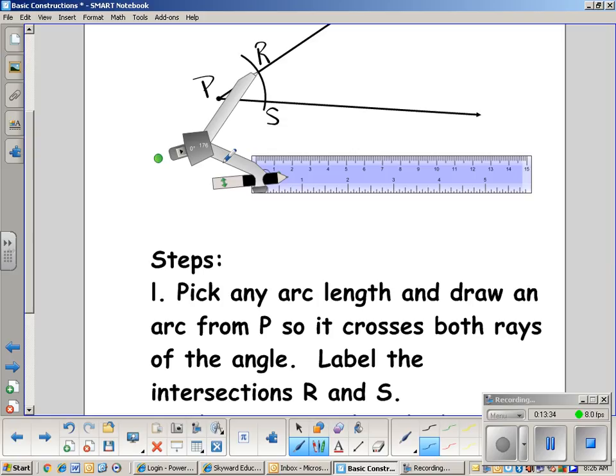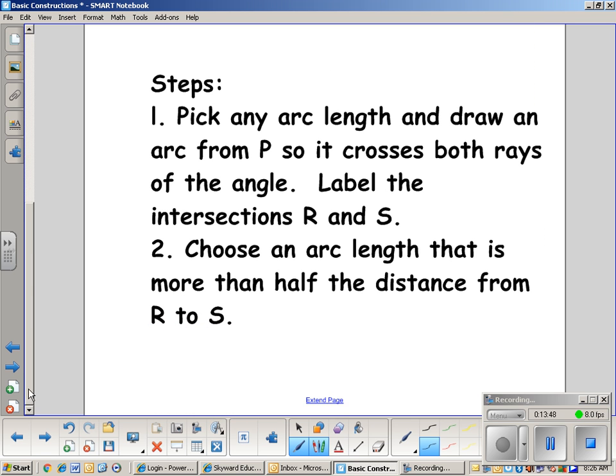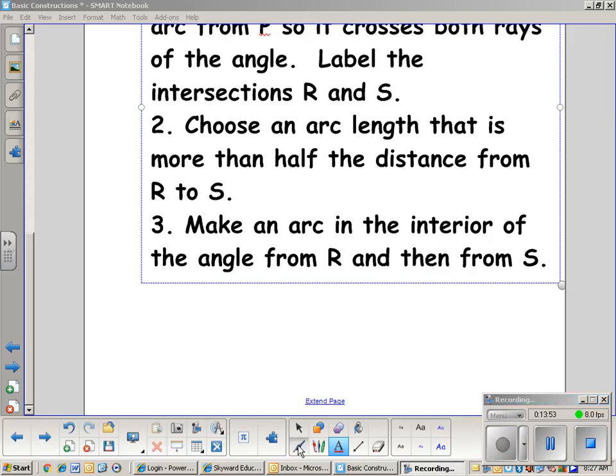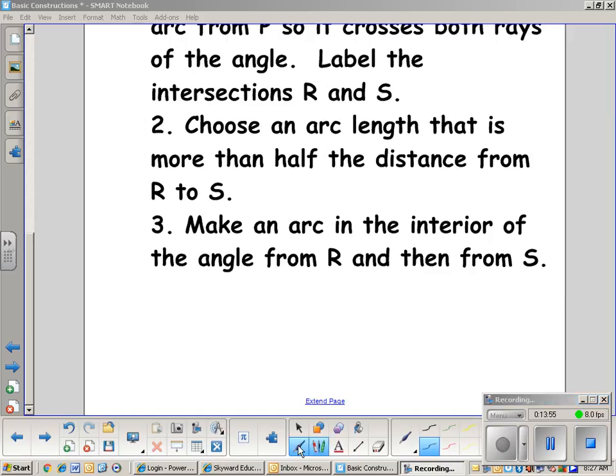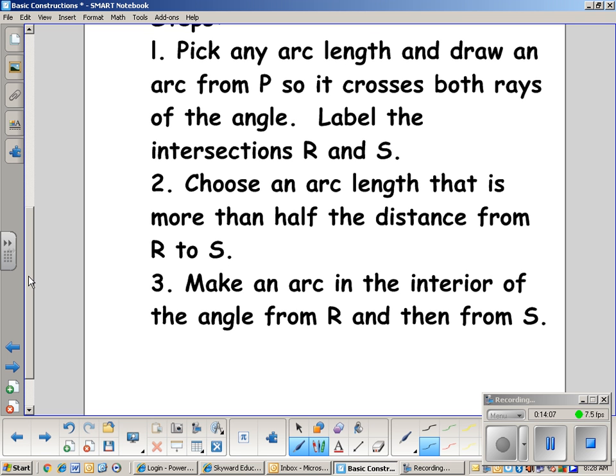Where in everything else we've done so far, if I make it too big, I start drawing arcs where it's going to be in the way of my finished product. In this situation, that's not the case. Okay? So it's not going to be the case. So step 3. Pause while I write. I think step 3 will work for us. Make an arc in the interior of the angle from R and then from S. Okay? Anybody here not done copying that down?